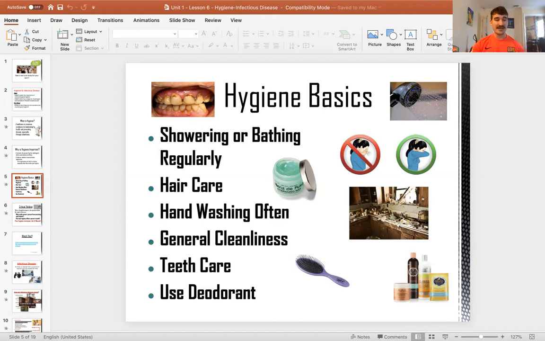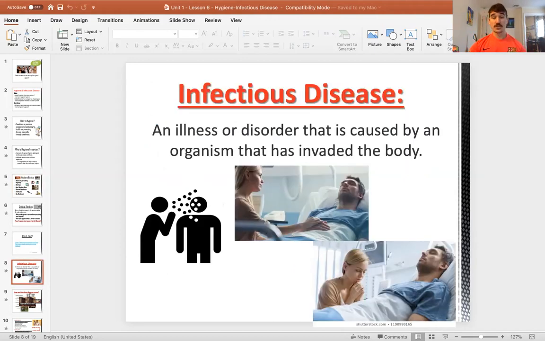So now I have to go into infectious disease. An infectious disease is an illness or disorder that is caused by an organism that has invaded the body. So something has come into the body. I talked about the 5 portals of exit and entry, and I'll explain that later on. But we have 5 areas where germs or pathogens can go in. As you can tell around my face, that's why they say don't touch your face. There's a reason for that. So that's all with an infectious disease.